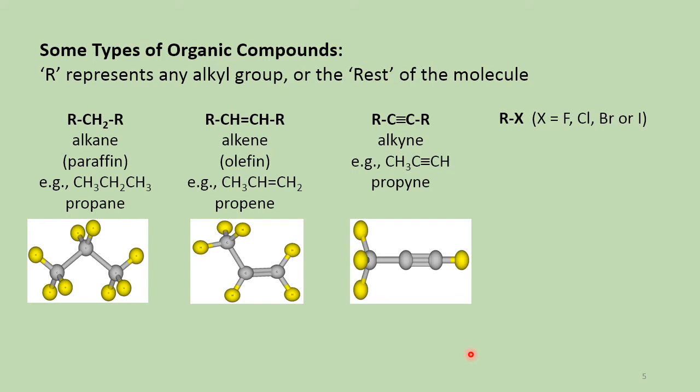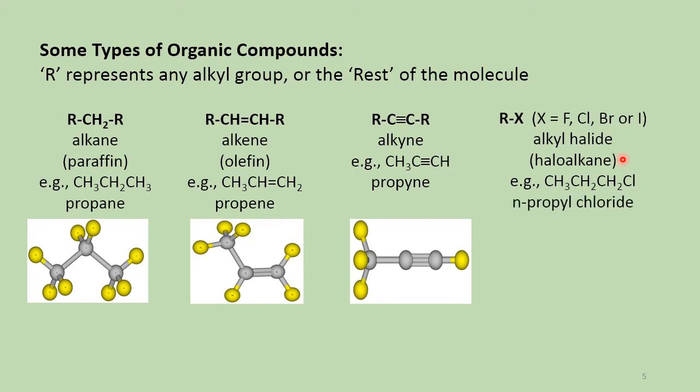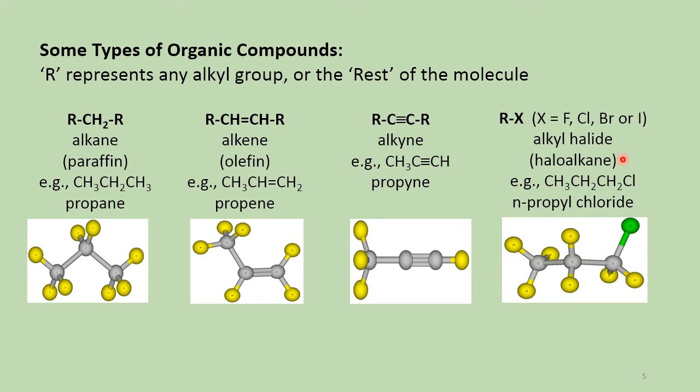RX, where X is a halogen, fluorine, chlorine, bromine, or iodine, is referred to as an alkyl halide, occasionally called a haloalkane. There's n-propyl chloride as an example of a simple alkyl halide, CH3CH2CH2Cl.